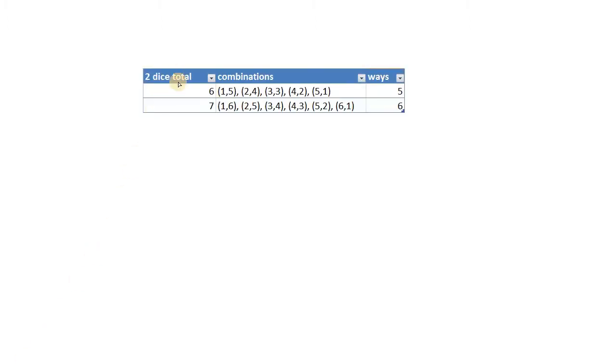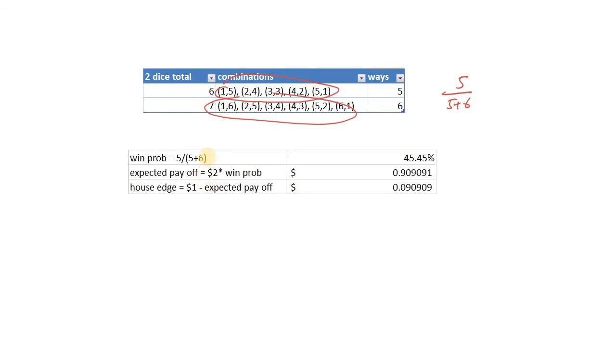Let's say if you bet on big 6, there are 5 different ways that you're going to roll a 6 in total, while there are 6 ways you can roll a 7. So you know you're already at a disadvantage because the odds of you winning is less than a half. So to put the math down, the probability is going to be 5 divided by 5 plus 6, which is about 45%. And when you win, you're expected to get $2 back at this 45% probability.